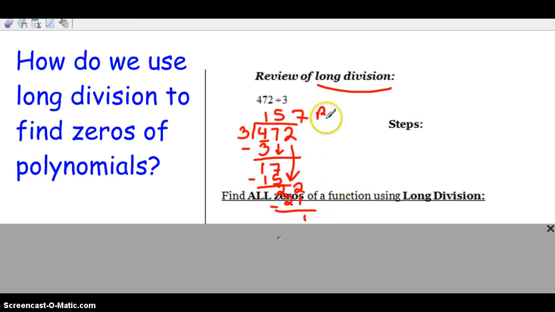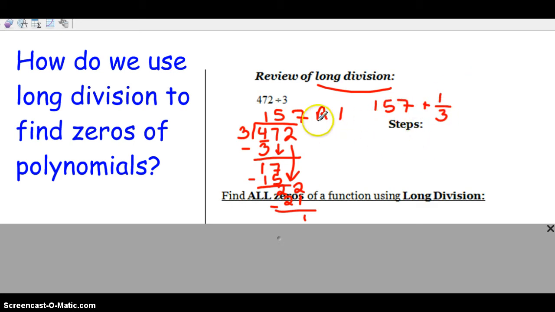So that means I have a remainder of 1 that I'm still trying to divide by 3. All right, so the way that I would write my answer then is 157, right, plus I'm still trying to divide 1 by 3. That last one won't divide by this 3 that I started with. So I have 157 and 1/3 left over.